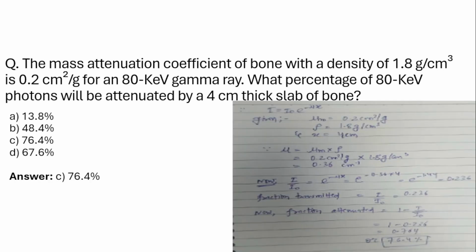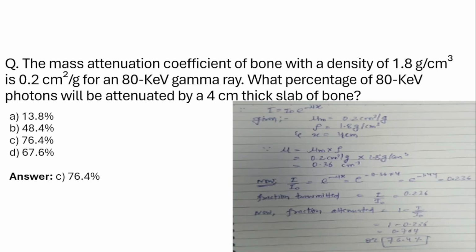So this is the solution for this question. We need to apply the formula I equals I naught e to the power minus mu x, where mu, we note, is the linear attenuation coefficient. We can calculate the linear attenuation coefficient by multiplying the mass attenuation coefficient and the density of the material.